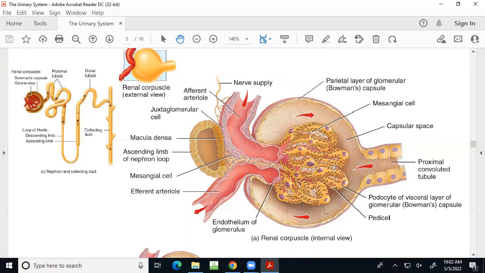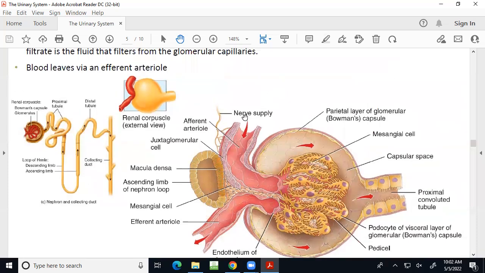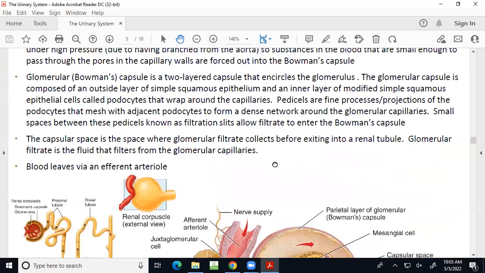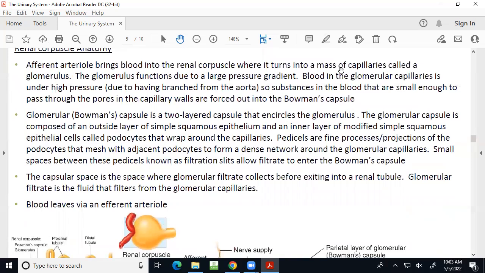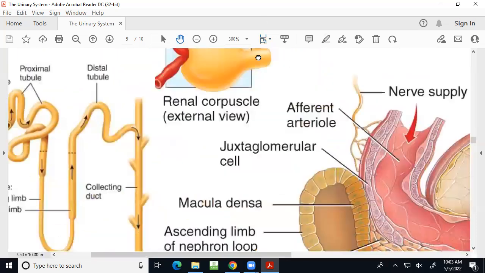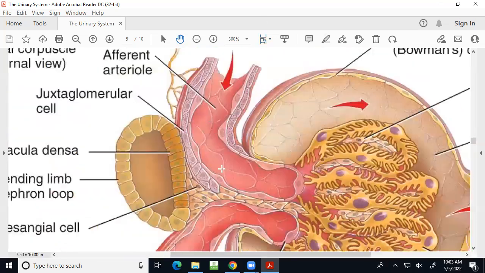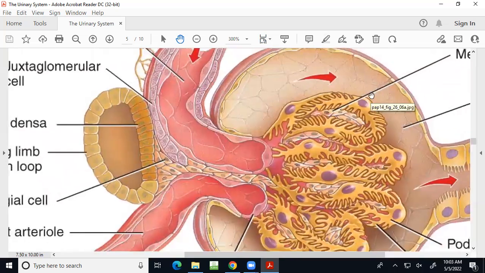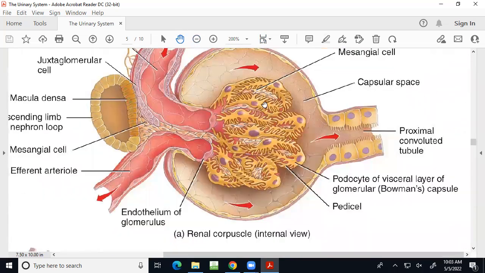Let's first talk about the afferent arteriole. This is the blood vessel that delivers the blood to the nephron. It will then turn into a mass of capillaries called a glomerulus. And in our illustration here, we can very easily tell the afferent arteriole because it's a nice red tube. It's an arteriole, obviously, so it's an artery and it's colored red.